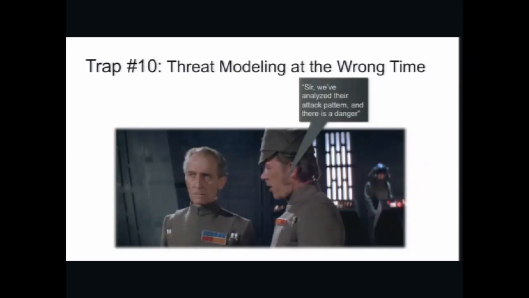The last trap is threat modeling at the wrong time. You don't want to be like this guy coming up and saying, sir, we've analyzed their attack pattern and there is a danger. He had a bad day after that. You want a threat model early, while your Death Star is in space dock or dry dock or whatever they call it. You want to think about it because maybe you can put a plate over that thing. Maybe you can not build trenches that lead up to your thermal exhaust ports. There's lots of ways you might fix this problem, but you can't do it in the middle of a battle.